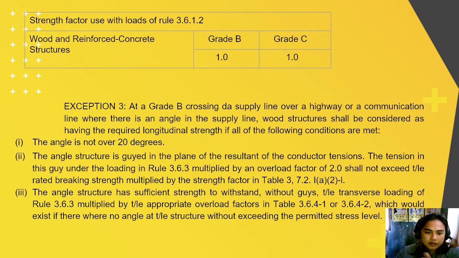under the loading in rule 3.6.3 multiplied by an overload factor of 2.0 shall not exceed the rated breaking strength multiplied by the strength factor. So our angle structure has sufficient strength to withstand, without guys, the transverse loading of rule 3.6.3 multiplied by the appropriate overload factors in this table, which would exist if there were no angle at the structure, without exceeding the permitted stress level.